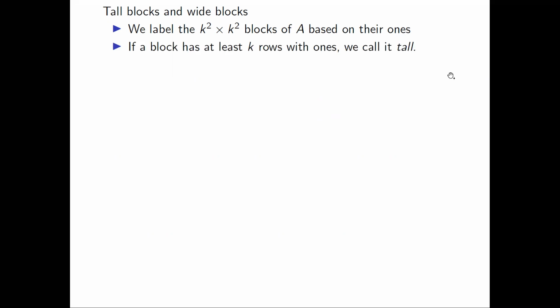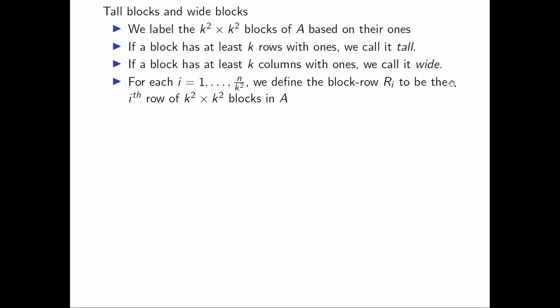So now we're going to look at different kinds of blocks. And here is where the pigeonhole principle is going to come into the proof. So we're going to define 2 kinds of blocks called tall blocks and wide blocks. And these blocks are k squared by k squared. We already said that, but recall that's their dimensions. And we're going to give them these labels tall and wide based on the ones in the blocks. So we'll say that if the block has at least k rows with ones, we call it tall. And if the block has at least k columns with ones, we call it wide.